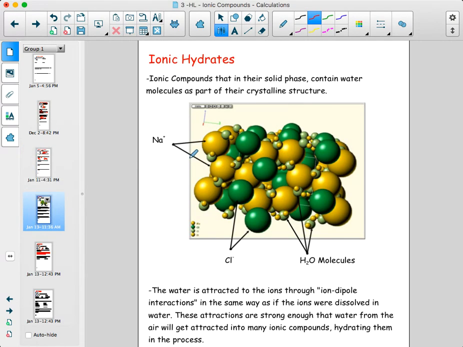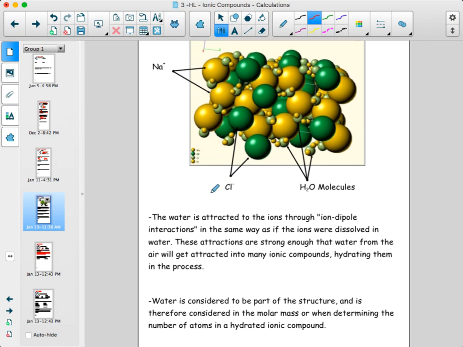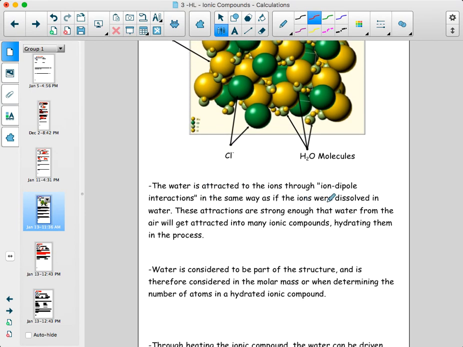The other type of calculation that you end up seeing when you're doing ionic compounds is dealing with what we call ionic hydrates. There are a lot of ionic compounds that in their solid phase actually contain a bunch of water molecules bound into their structure. So this is a rendering of an ionic crystal lattice, and you can see all these small water molecules attracted to those ions.